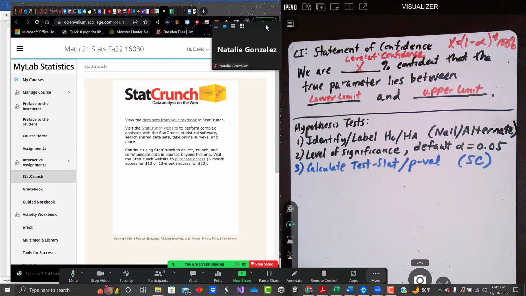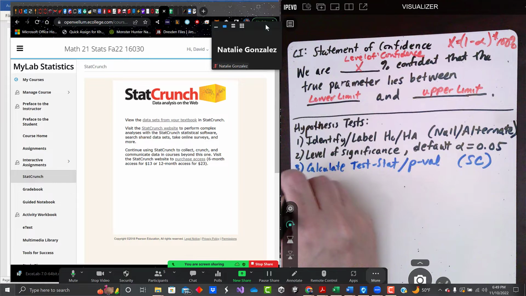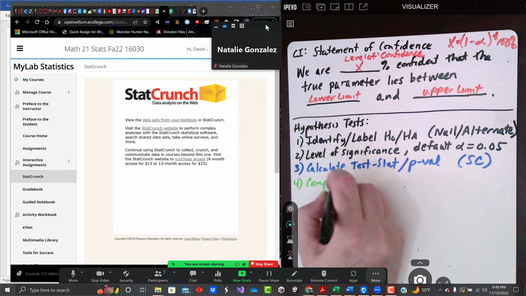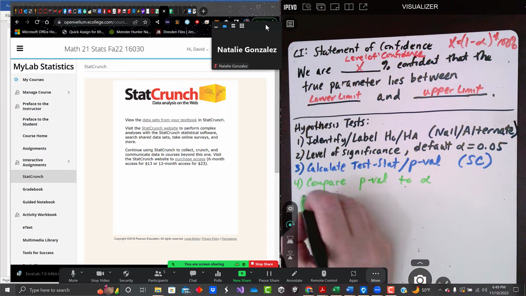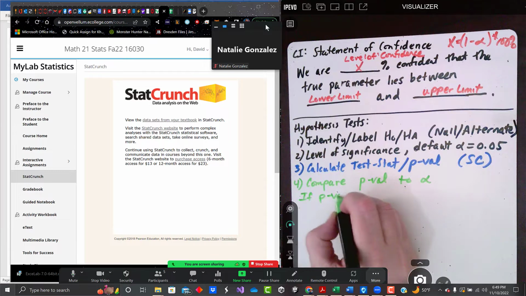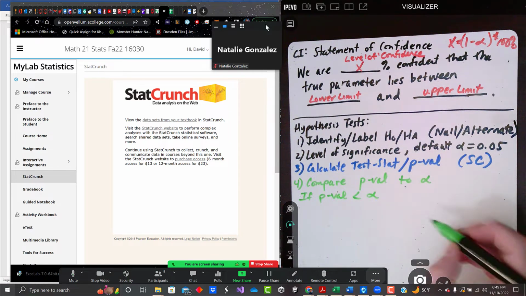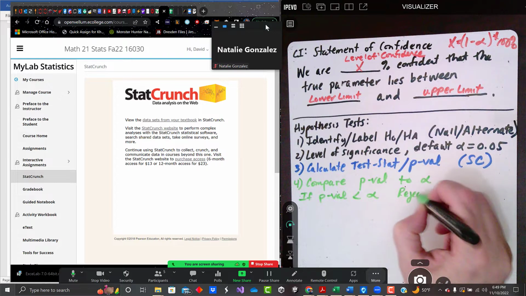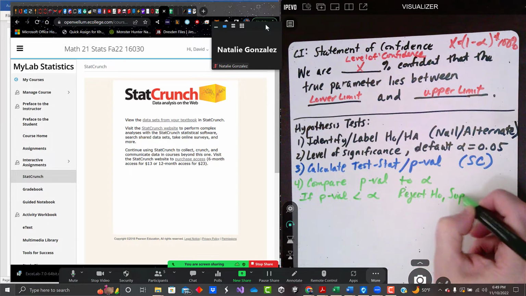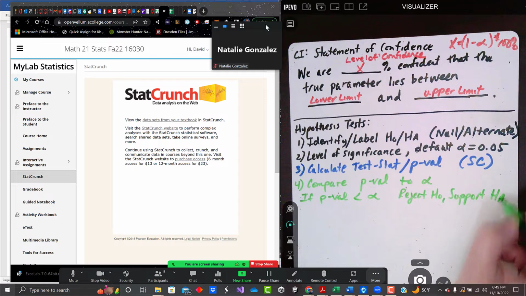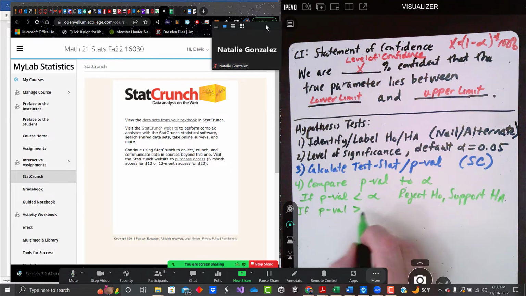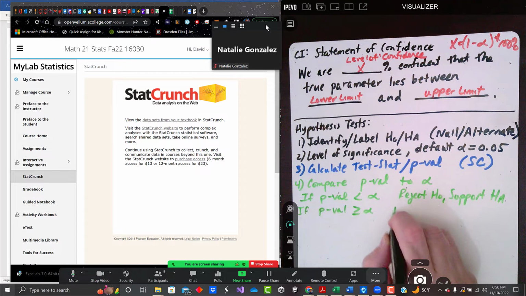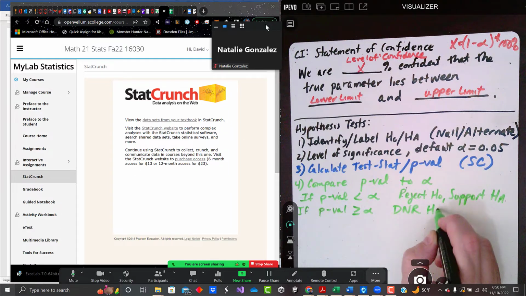And after that, we had enough to go forward with our decisions. So at this point, we would compare the p-value to alpha. If p-value is less than alpha, the p-value is too low, reject the H0, support HA. And if the p-value is not too low, then we do not reject H0 and we do not support HA.